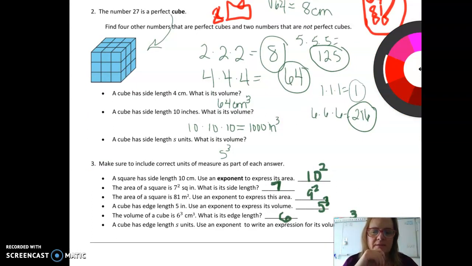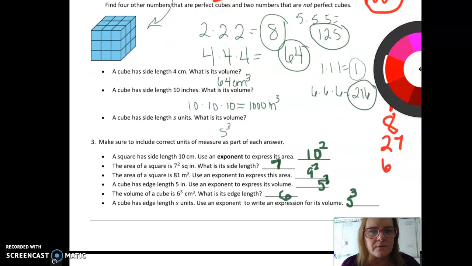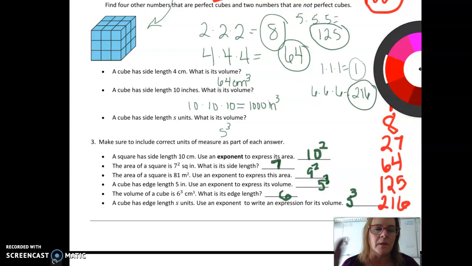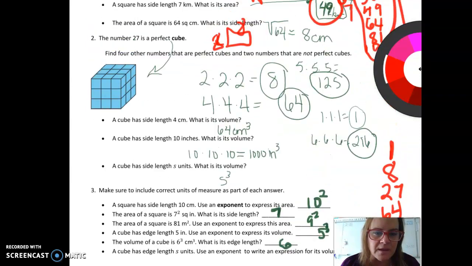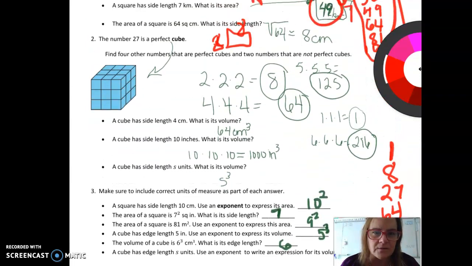And so I'm going to do the same kind of thing I did with our perfect squares. 1 times 1 times 1 is 1, so 1 is a perfect cube. 2 times 2 times 2 is 8, so 8 is a perfect cube. 3 times 3 times 3 is 27, so 27 is a perfect cube. 4 times 4 times 4 is 64, so that's a perfect cube. 5 times 5 times 5 is 125, so that's a perfect cube. 6 times 6 times 6 is 216, so that's a perfect cube. I'm going to stop there. But you can see that it's the same idea.